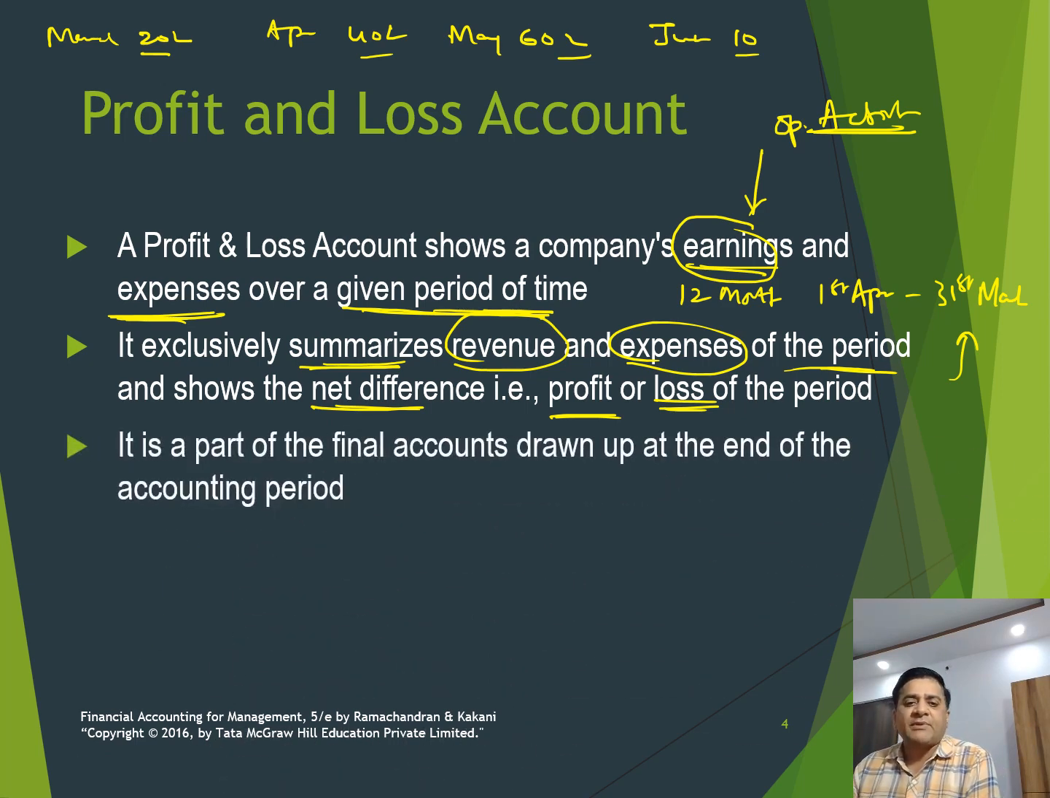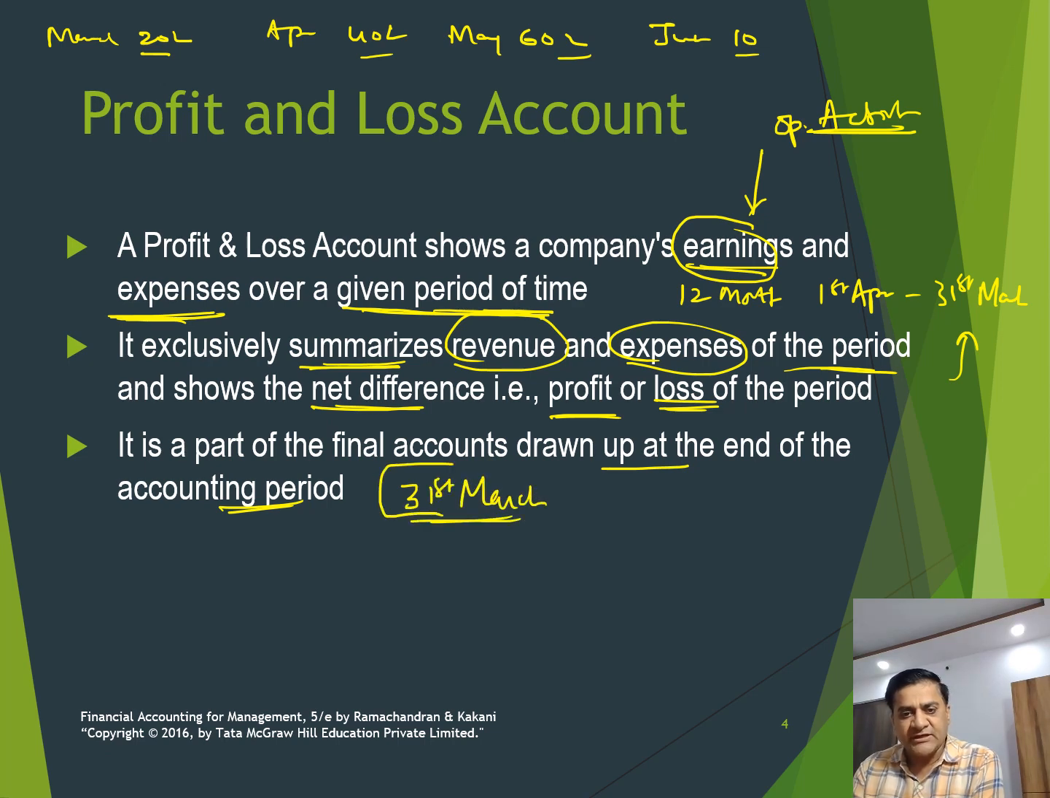So it is a part of the final accounts which are drawn up at the end of the accounting period. So what is a profit and loss statement or profit and loss account? It is a statement which talks about the summary of earnings and expenses. It shows the net difference in terms of profit or loss, and it is prepared at the end of the accounting period, which is as on 31st of March.